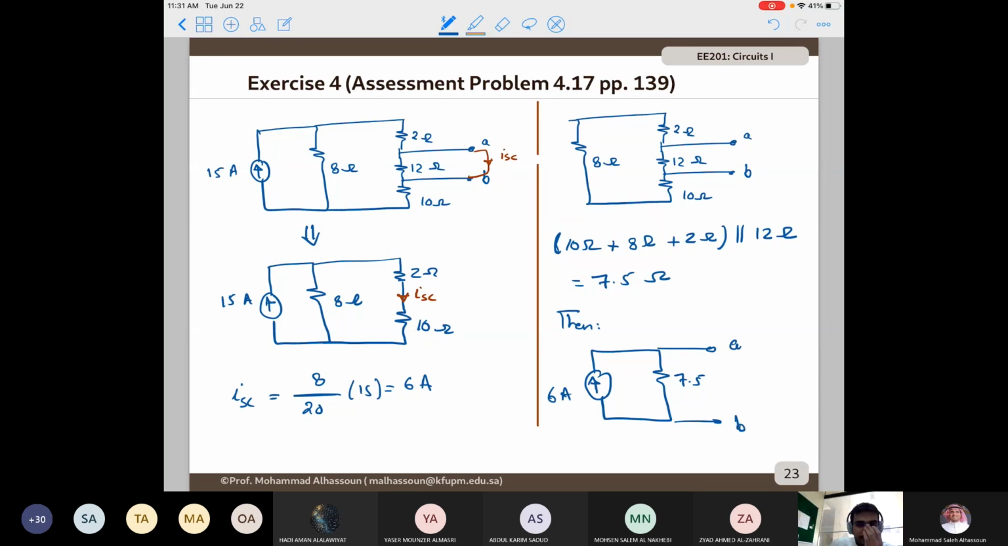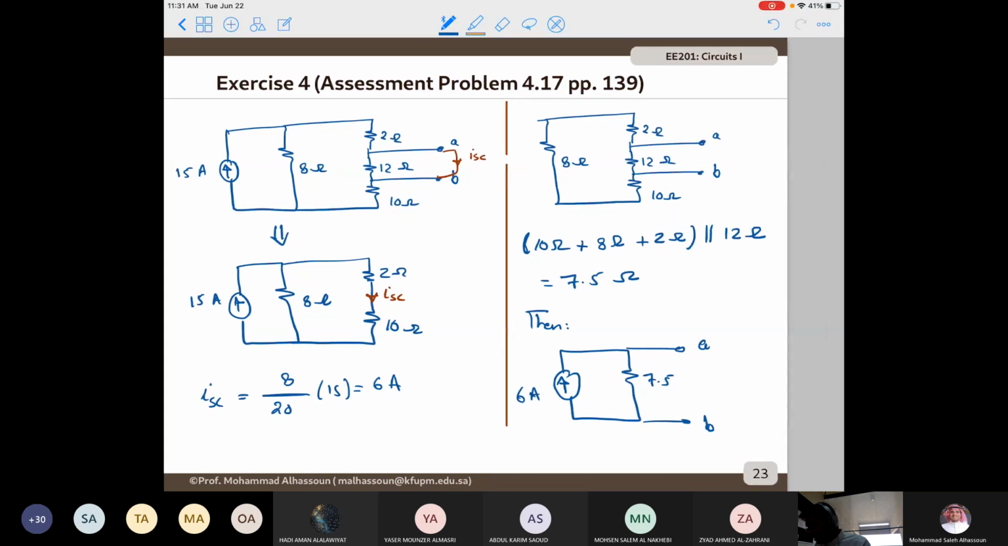So you need to practice, because I'm not happy about the participation with the Thevenin equivalent circuits. Everything else was amazing except this part.